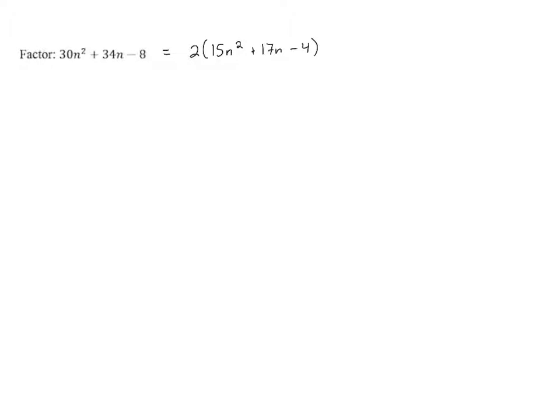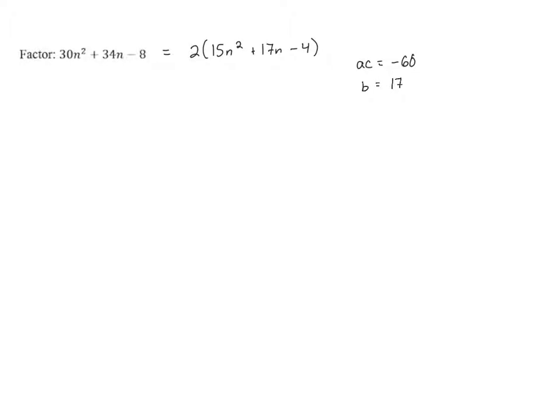Now, if we look at the leftovers, we're left with a trinomial, and there's a leading coefficient of 15, so we're going to have to try the AC method here. Now, in this trinomial, AC is going to be negative 60, because A is 15 and C is negative 4, and 15 times negative 4 is negative 60, and B is 17.